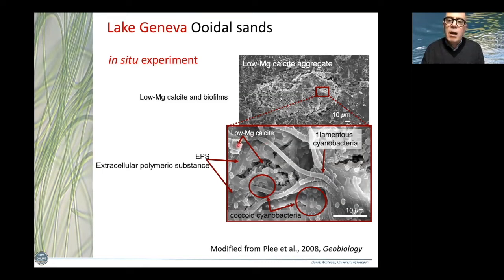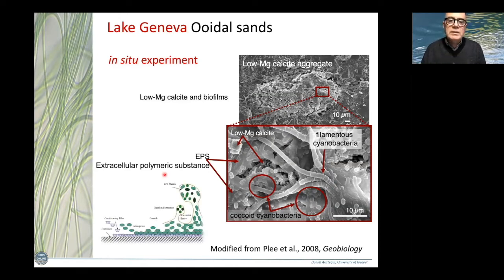All these are enclosed in EPS, the extracellular polymeric substance. You will see this name in several parts of the talk, because this extracellular polymeric substance is nothing else than this slippery material that you find in every place that you have microbes, because they like to live in this sort of matrix until they form a biofilm.